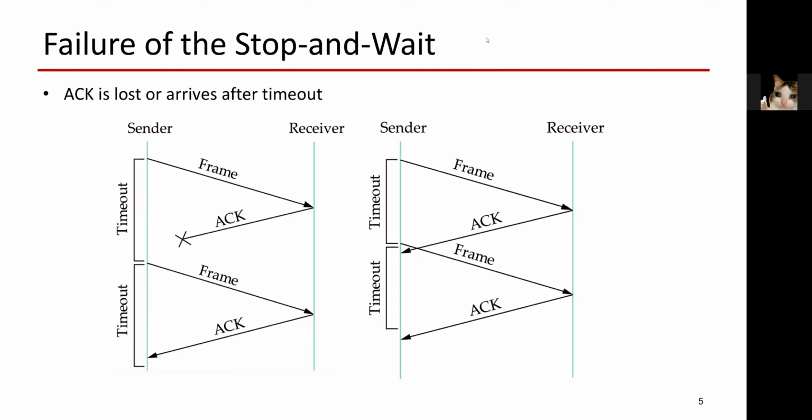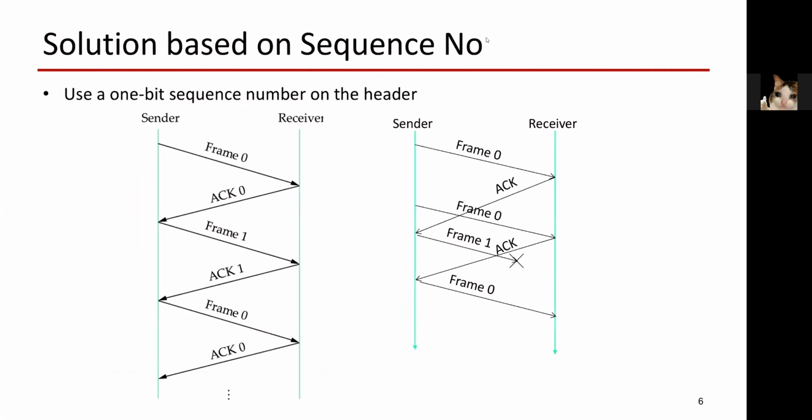Okay. All right. So what's the issue in this case? A frame was sent, and the ACK is coming after. The frame is sent again, and the ACK is coming after. I wasted the whole information, right? So to solve this, we use the sequence number.